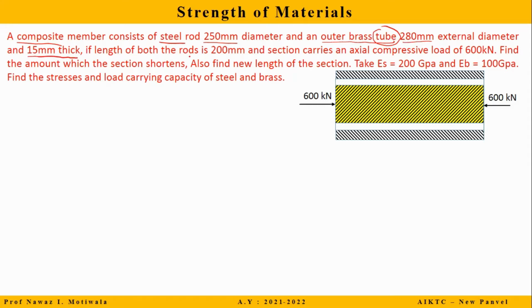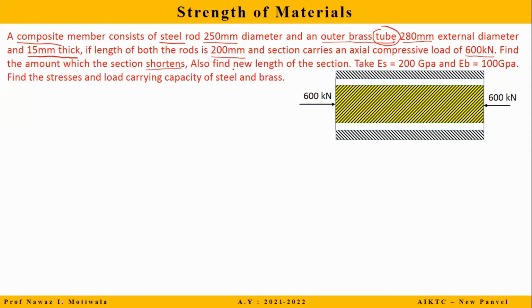If length of both the rods is 200 and the section carries an axial compressive load of 600 kilonewton, it's given that it is an axial compressive load. Find the amount by which the section shortens. That means we are required to find out delta L. How much amount it shortens.